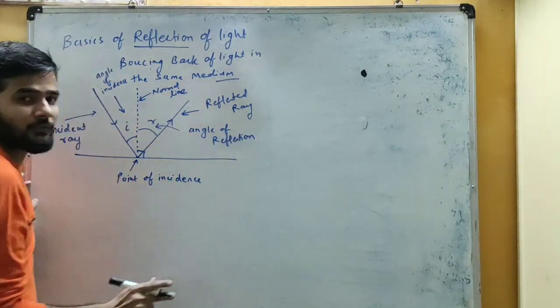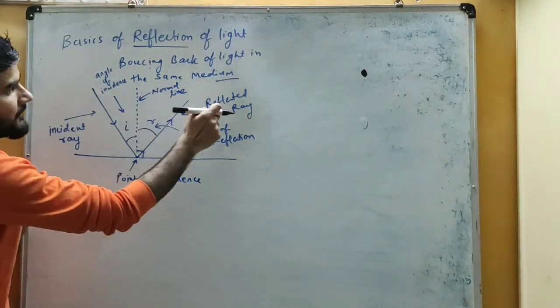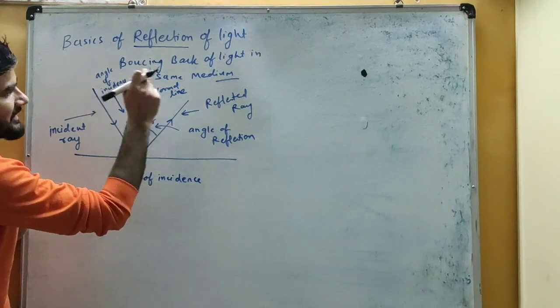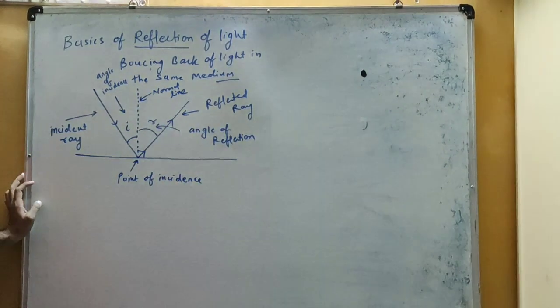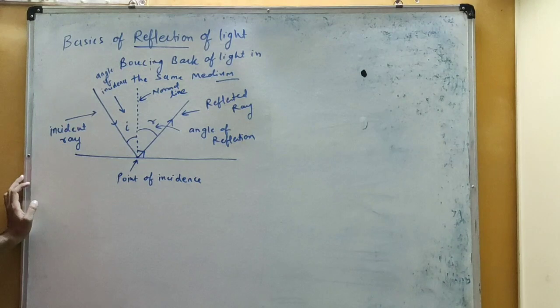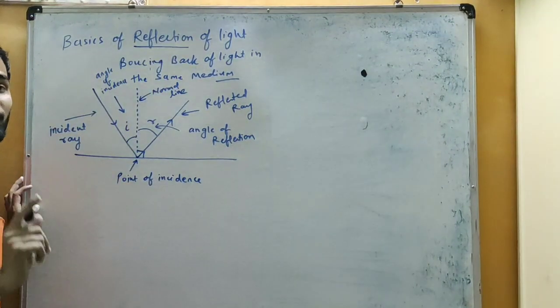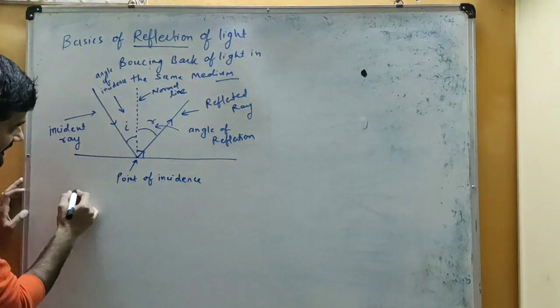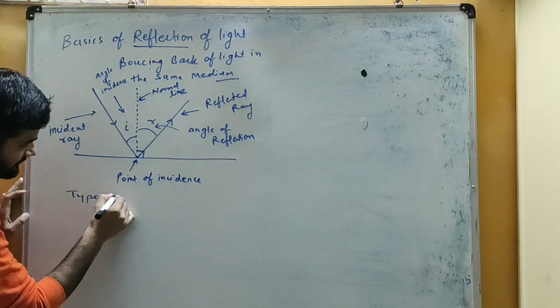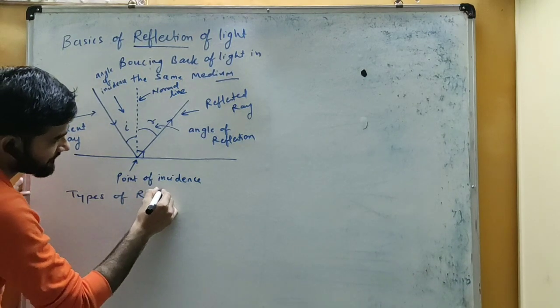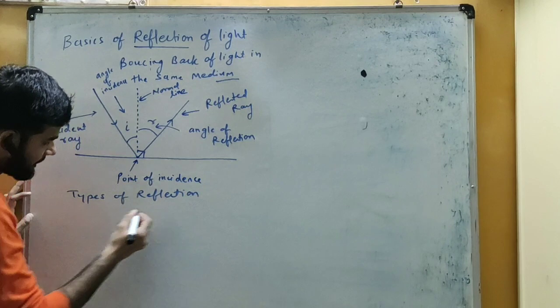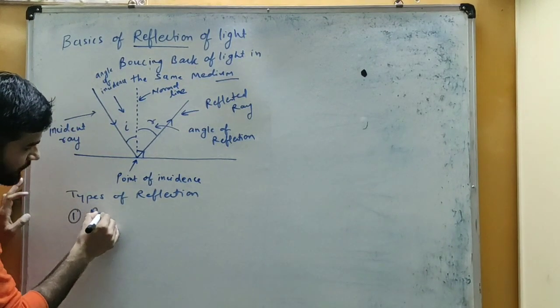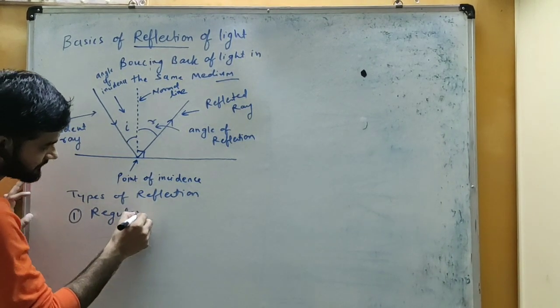So here we have five different terms: incident ray, reflected ray, normal line, angle of incidence, and angle of reflection. This is what the basics of reflection is. Now we have talked about reflection, and we have different types of reflection. The first one is regular reflection.